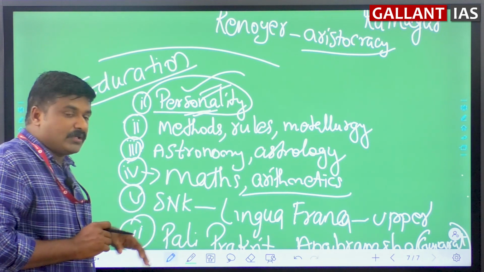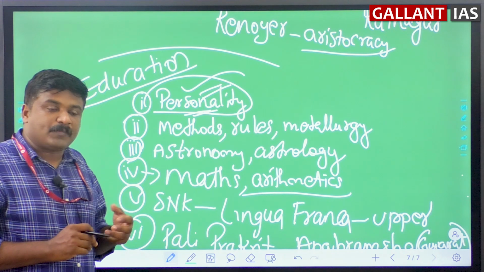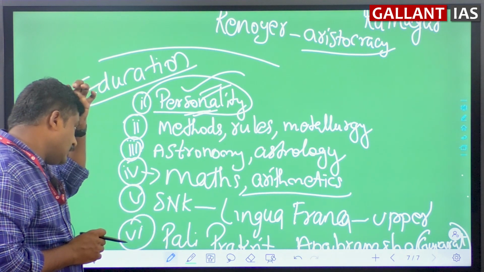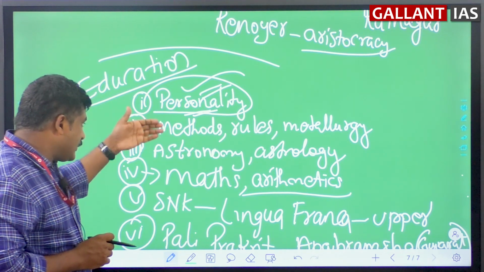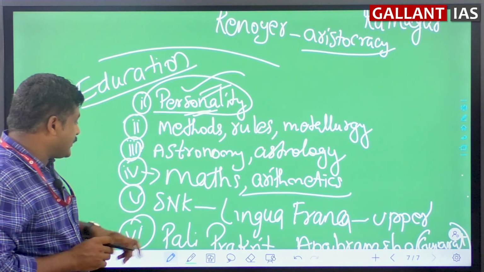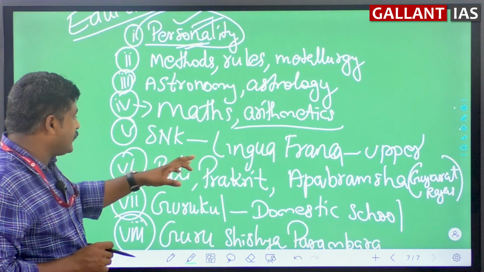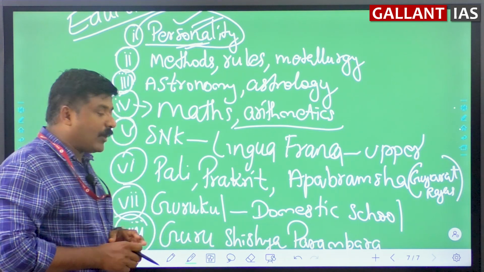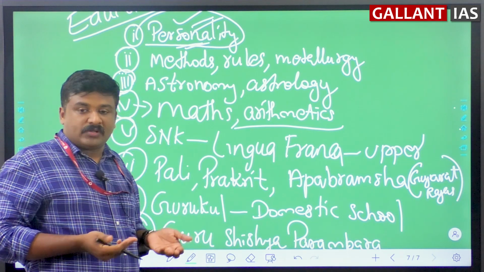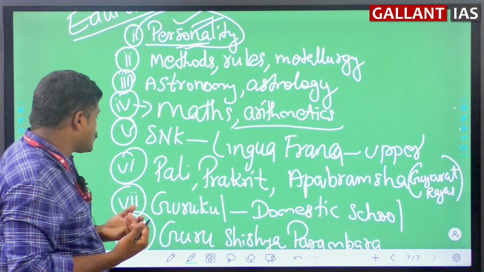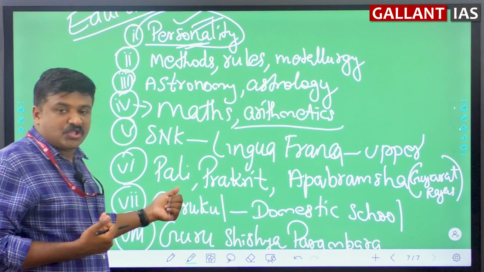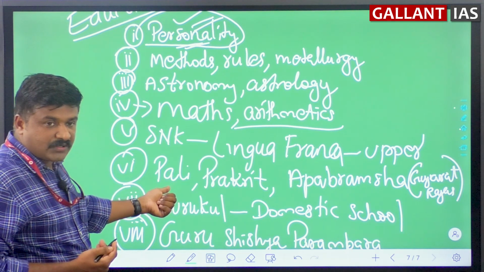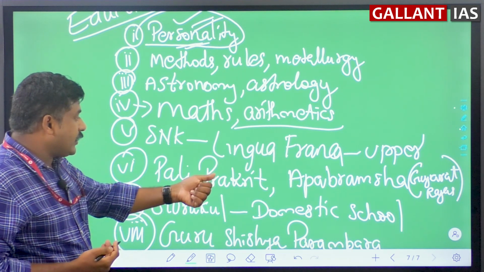Then mathematics, arithmetic. Arithmetic is mainly because these were people who conducted trade and commerce and all. Okay, so you see that these were the different areas where they focused their education, and the lingua franca of this education was Sanskrit. Sanskrit was the lingua franca of education, especially for the upper class, and it was initially limited to the upper class only. Later on, you can see that with the cultural revolutions, Buddhism, Jainism and all, there are so many teachings and writings in Pali, Prakrit and Apabhramsha.